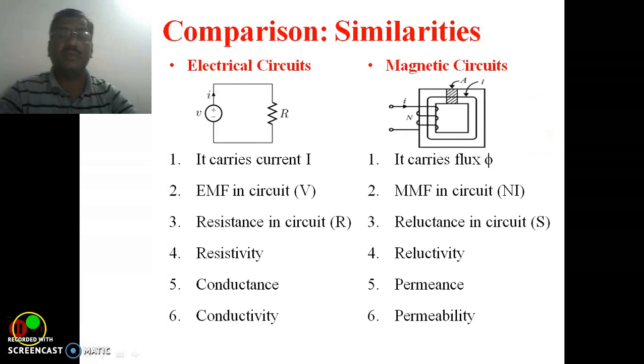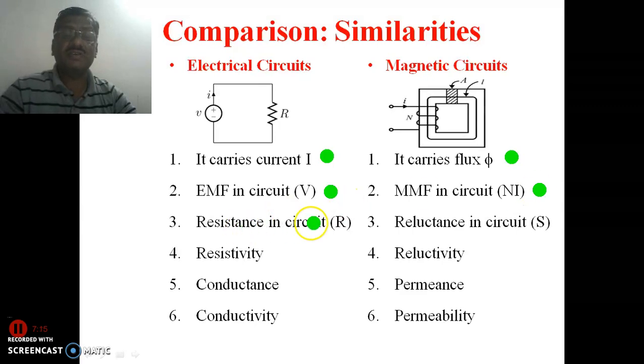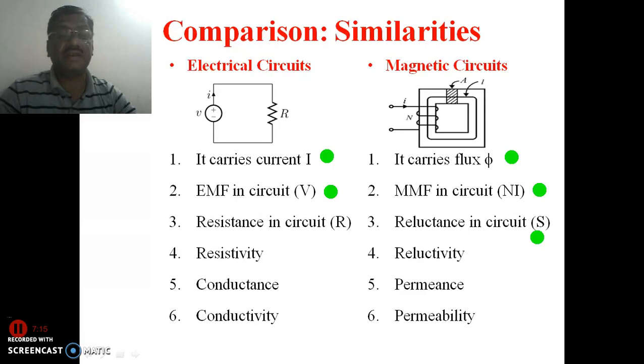I have considered some points, and I will go through them here. It carries the current I, it carries the flux phi. Current is very similar to the flux in the electrical circuit and magnetic circuit respectively. EMF is in the electrical circuit and MMF is in the magnetic circuit. Its formula is Ni, or phi into S is the other formula. Resistance exists in the electrical circuit, which opposes the flow of current, and reluctance is in the magnetic circuit or magnetic path, which opposes the creation of the flux in the magnetic circuit.